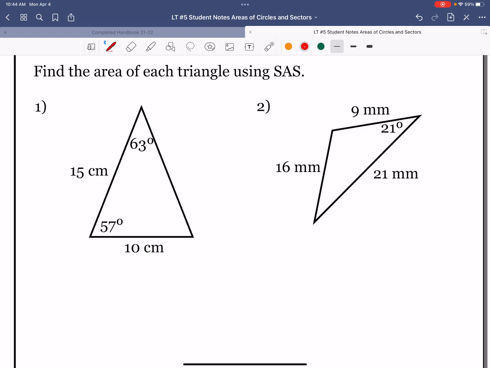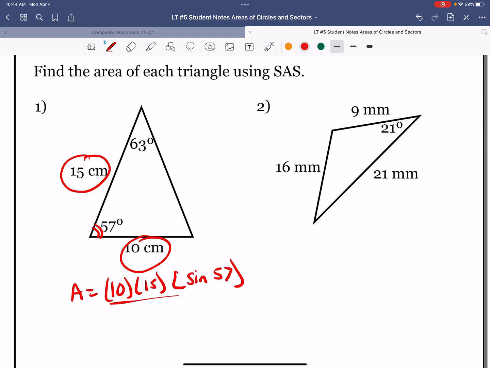On this first one, we've got these two sides, and because I've got those two sides, the 57 is my included angle, so I'm not even going to use the 63. So my area formula is going to be 10 times 15 times the sine of 57, all divided by 2. So the area of this triangle is going to be 62.9 centimeters squared.